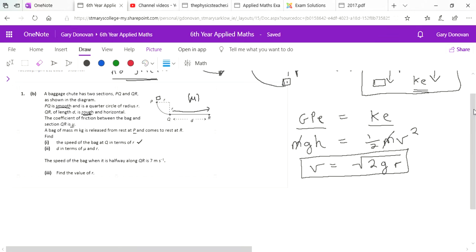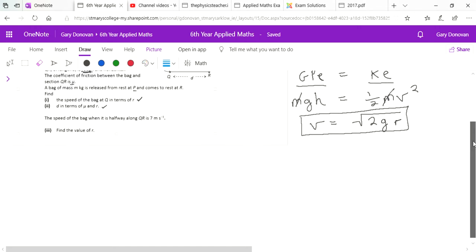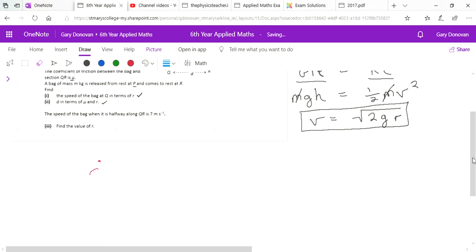Now part 2 is a little bit trickier. Part 2 says find d, being the distance from here to here, in terms of mu and r. Well, what's happening between Q and R?